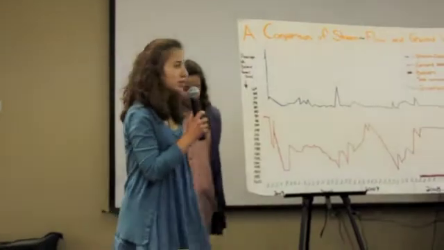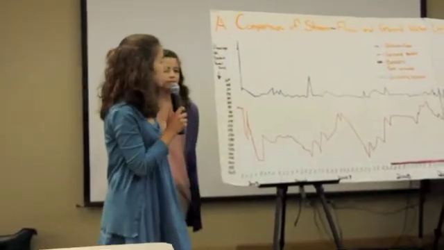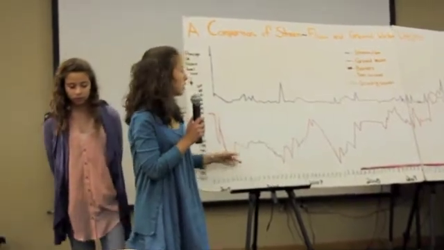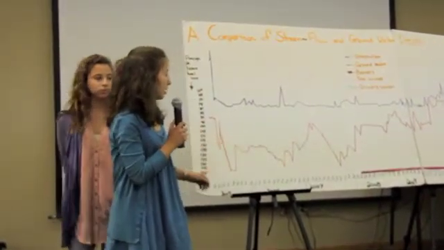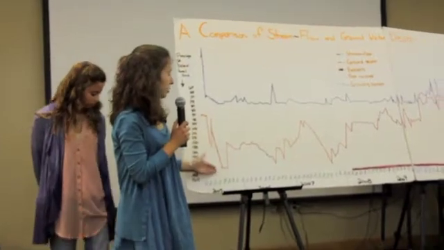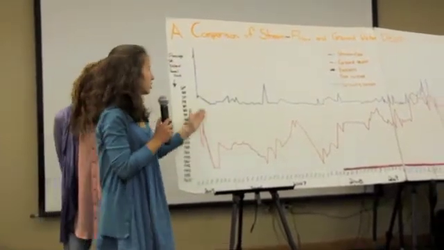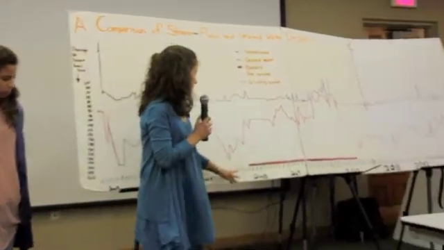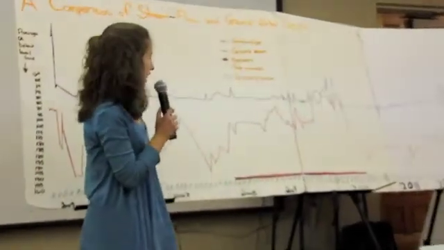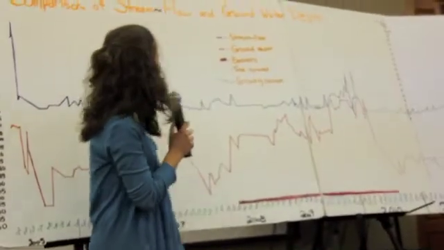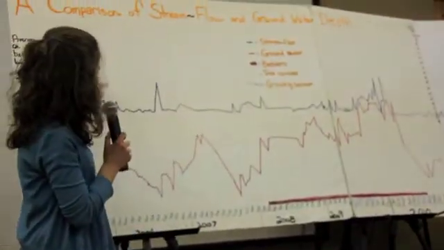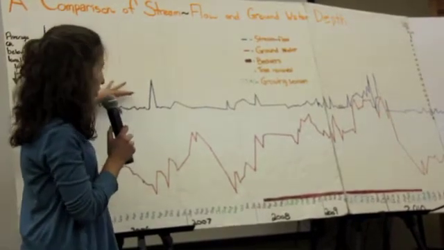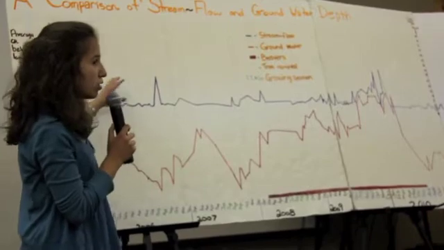One of our goals when we started this project was to see if the stream flow and the groundwater level connect. But while the groundwater fluctuates, the stream flow doesn't change a lot. Until in February of 2008, the beavers came. And these green dotted lines represent when we took the Russian olives out.